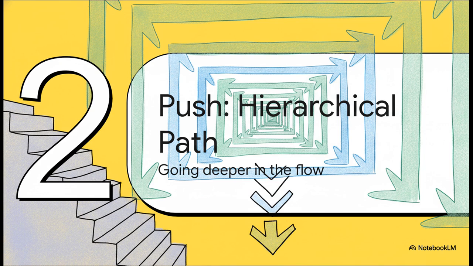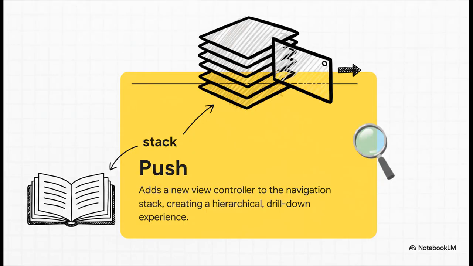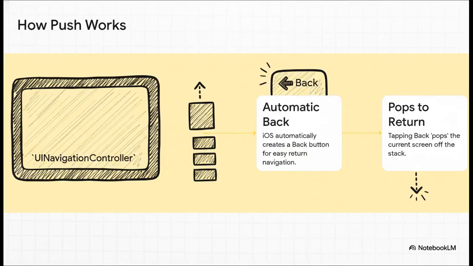Let's start with our first tool, the push transition. The best way to think about this is like you're taking a step deeper into a topic. You're following a logical path, kind of like going down a rabbit hole to get more and more specific information. Now, the key word to latch onto here is stack. A push transition literally puts a new screen on top of a pile, or a stack, of the screens that came before it. This creates a really clear sense of hierarchy, just like you're flipping through the pages of a book.